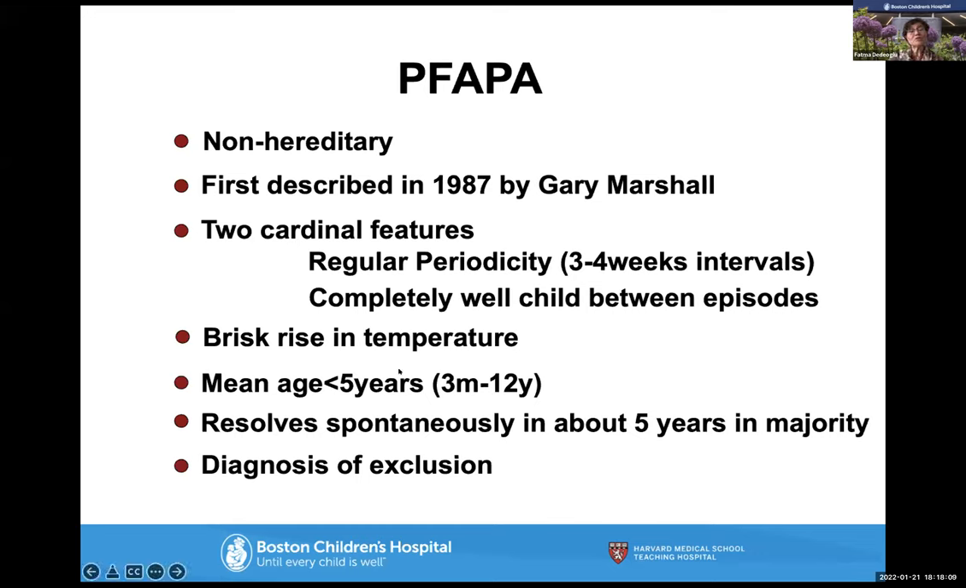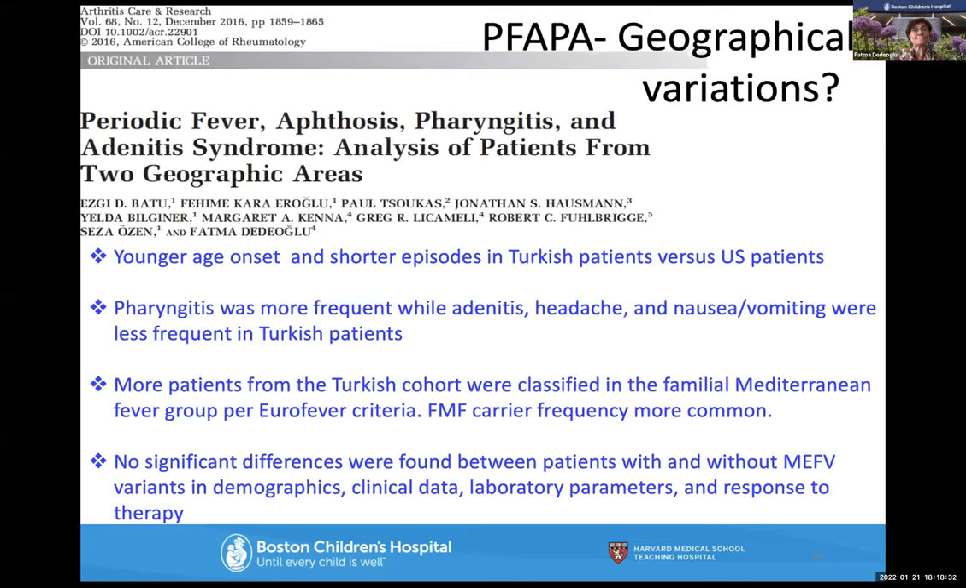The age group is the majority younger than 5, but certainly we are seeing older age groups, which actually changed the criteria a little bit too. And adults have also been described with a very similar process and symptoms. It certainly resolves, a transient process, but it can come back. There might be some geographical variations.